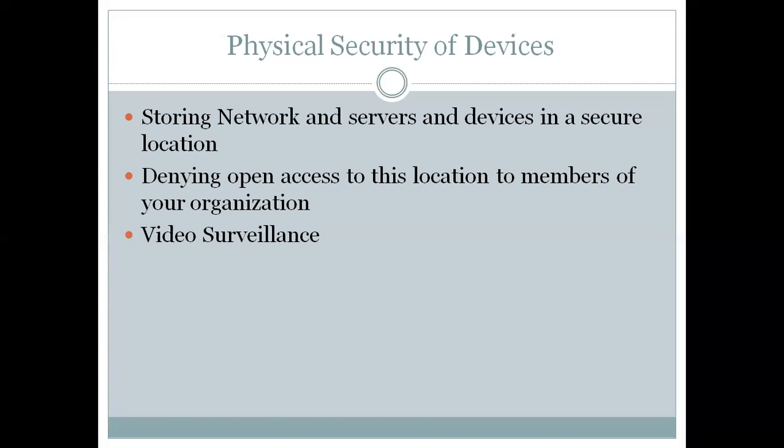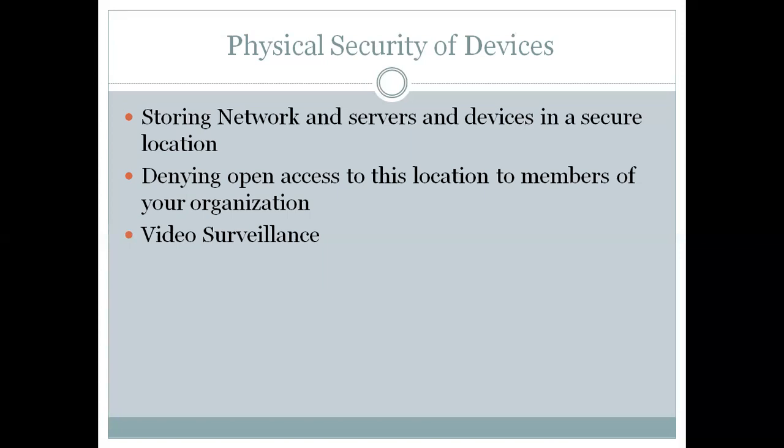The first one is storing network servers and devices in a secure location. The network devices are critical. They are generally stored in the data center, and the data center is locked, with access only for authorized users, such as the maintenance team. It can be the networking team or the server team, because servers are placed in the data center. And if access is provided to any guest user, that information should be properly logged in the log database or in the log file.